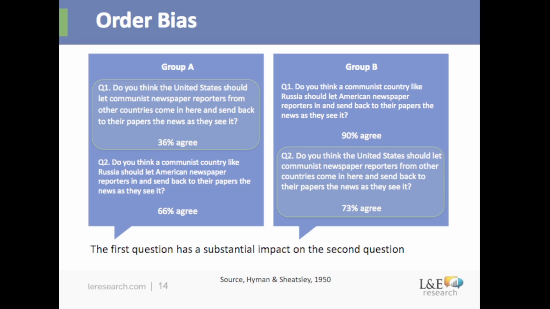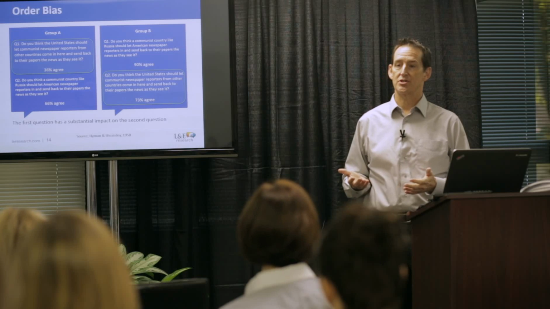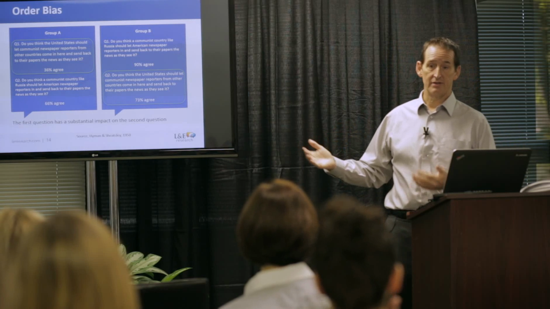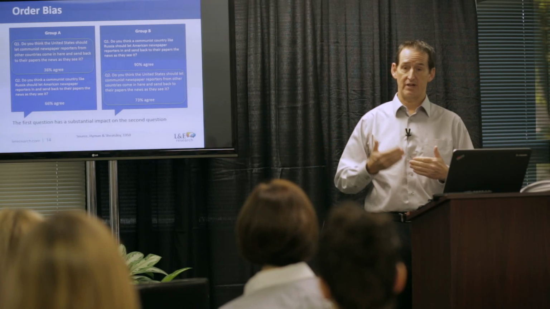So I'm going to go to the next slide. The question you just saw, which is slide 14, is in that little box that's a tad green. And you can see Group B was asked a question before they answered it. And the question was, do you think a communist country like Russia should let American newspaper reporters in and send back to their papers the news as they see it? So if they answered that question, then they were much more likely to agree with the next. And this is a case of the first question affecting the next.